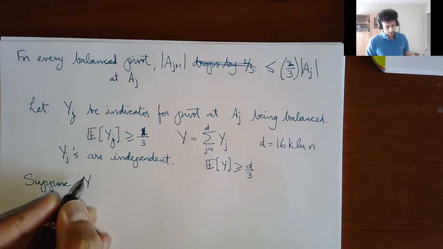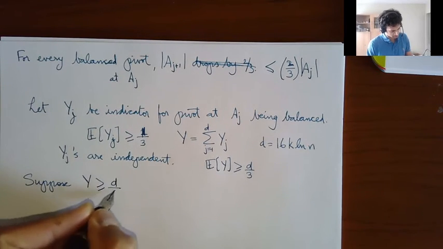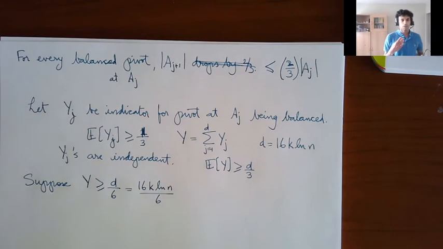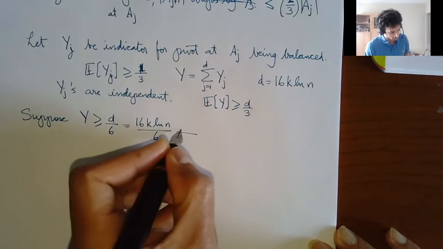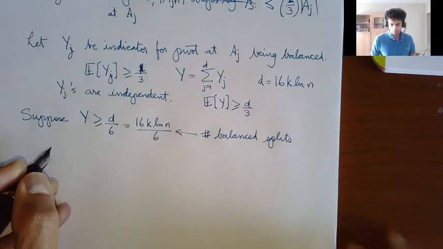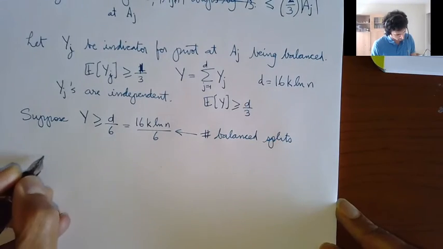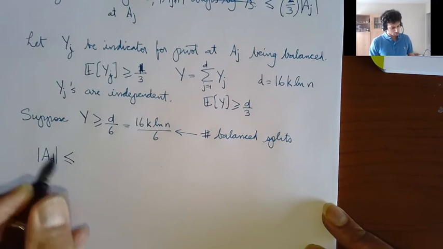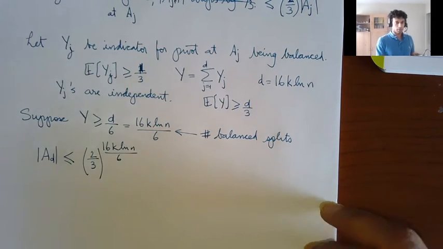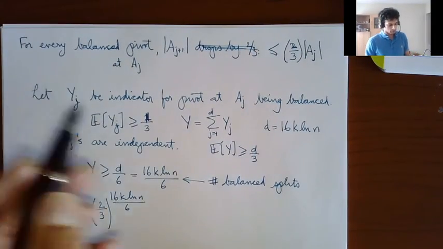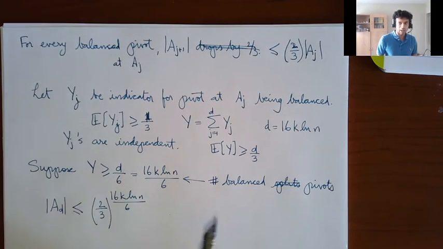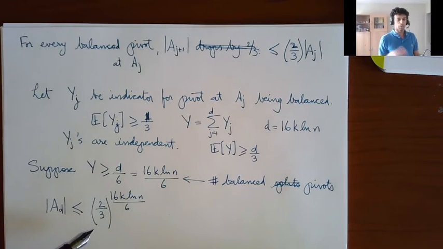Suppose y was more than D over 6, so this is 16k natural log of n divided by 6. Suppose y was more than this. That means you have this many balanced splits. What this would mean is that the size is at most (2/3) to the power 16k log n divided by 6. And that's because for every balanced pivot, the size dropped by a 2/3 factor. If you had 16k log n divided by 6 balanced pivots, the size would be 2/3 to that power.